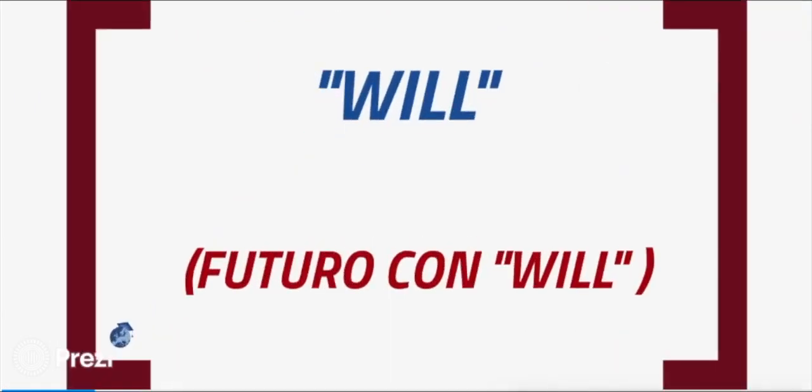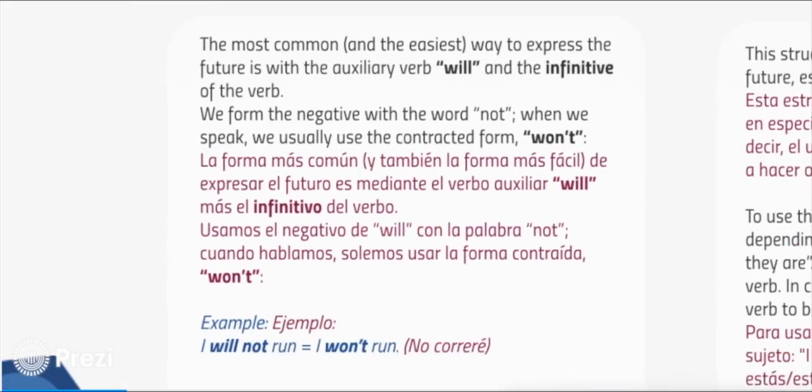Will. The most common and the easiest way to express the future is with the auxiliary verb will and the infinitive of the verb. We form the negative with the word not. When we speak, we usually use the contracted form won't.